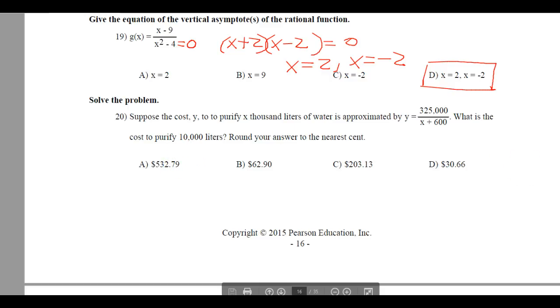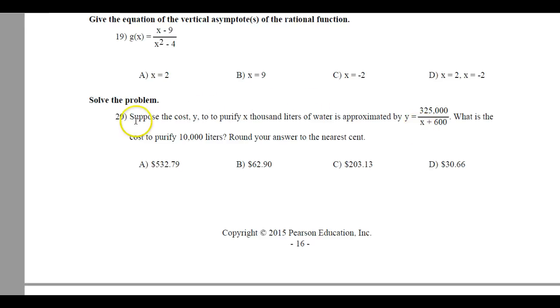All right, number 20. We are asked to find the cost to purify 1,000 liters of water. So the key here is, what do I put here for the x? Because x is 1,000 liters. And the answer is we put a 10. So put a 10 right there. That gives you 325 with 3 zeros divided by 610. We do the division and we end up with this.